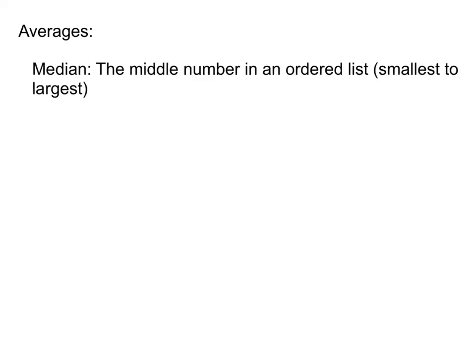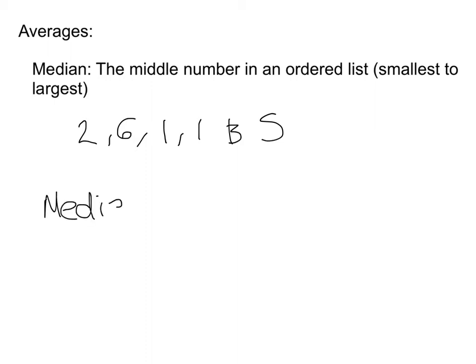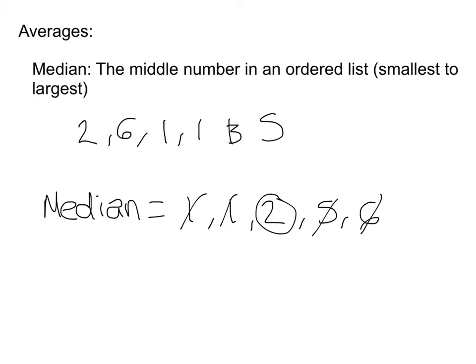Next, we'll be looking at the median, and the median is the middle number in an ordered list, and an ordered list means just going from smallest to largest. So if I'm asked to calculate the median of this set of numbers, so we'll use 2, 6, 1, 1 and 5, the first thing I need to do is put this in size order. So smallest to largest, I've got 1, then 1 again, then 2, then 5, then 6. Now that I've ordered my list, I just delete numbers from both sides until I'm left with just 1 in the middle. So my median of this list is 2.